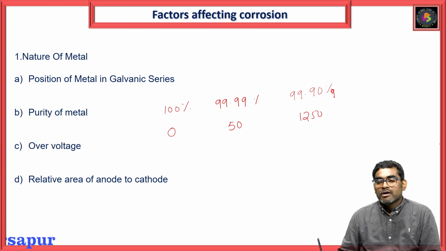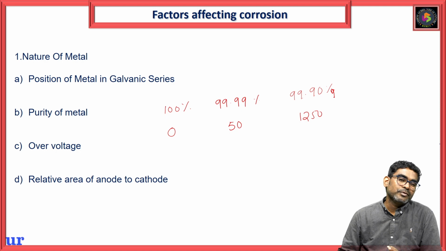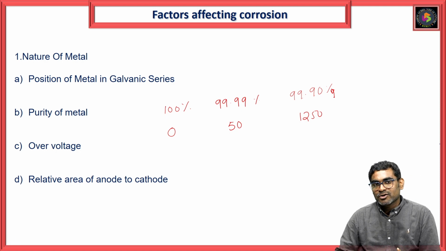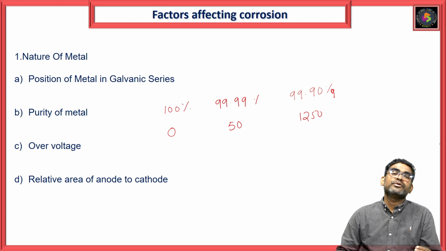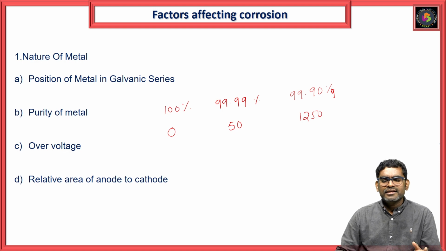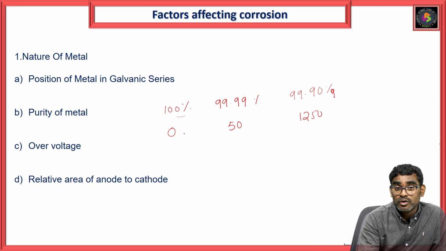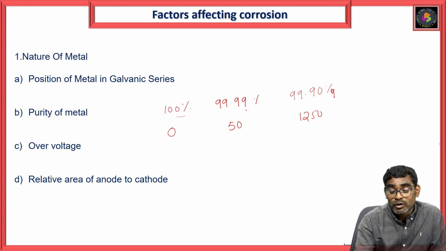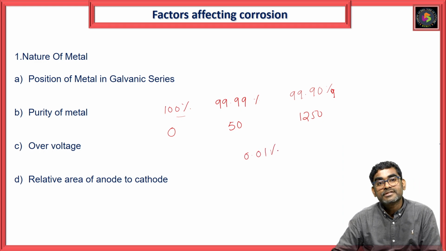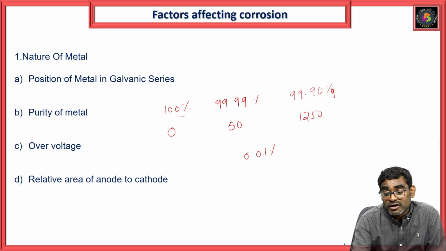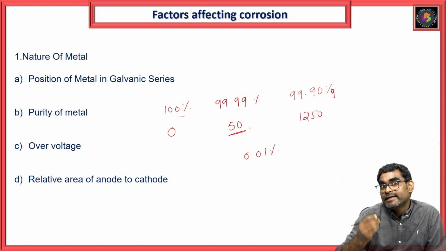So likewise, a 100% pure metal doesn't undergo corrosion, but if any minor impurity is present, it easily undergoes corrosion. See the difference here: 100% pure, no corrosion, but if it is 99.99% pure, meaning 0.01% impurity is there, then the rate of corrosion is increased by 50 times.